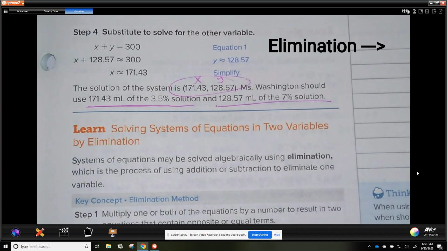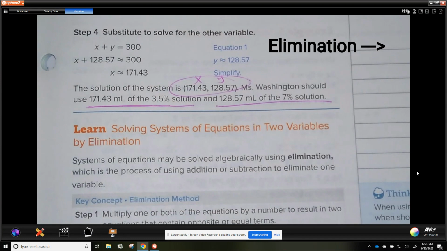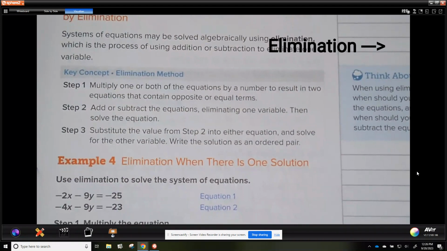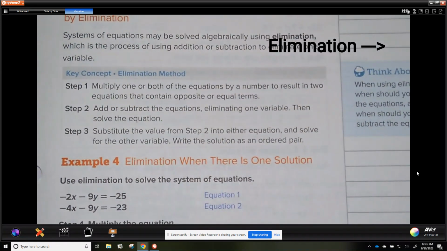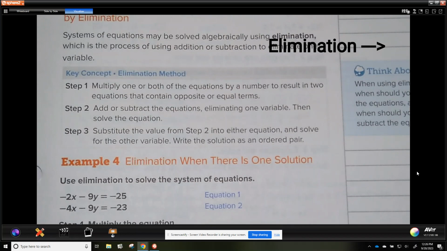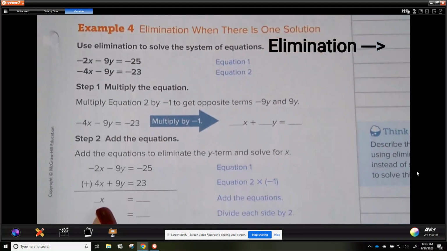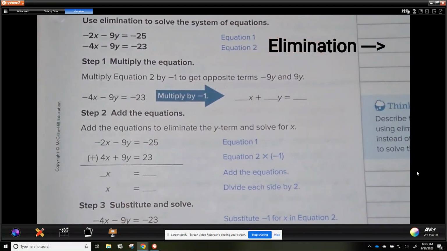Now we're going to do elimination. I'll try to put a marker in the video to say this is the start of elimination. Elimination. We have to get the same amount, the same quantity of a certain variable. It could be X, it could be Y, and then add the two equations together to eliminate one of the variables. Then we solve for one, and then we plug back in and solve for the other one. So here's elimination with one solution.